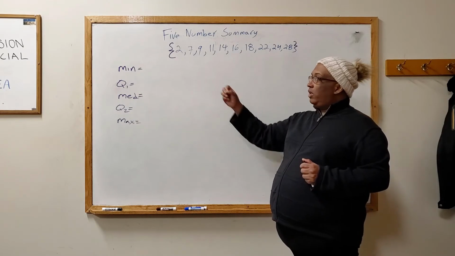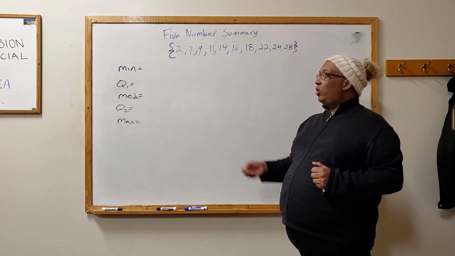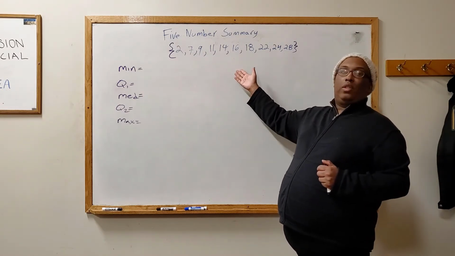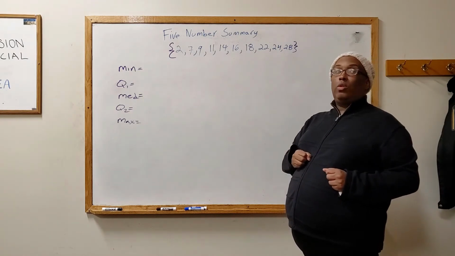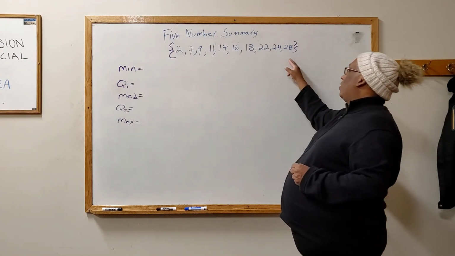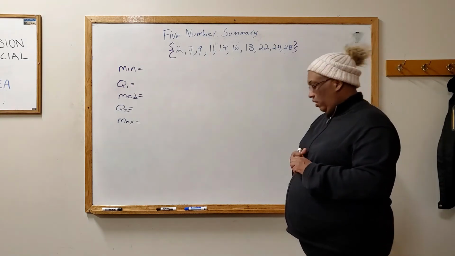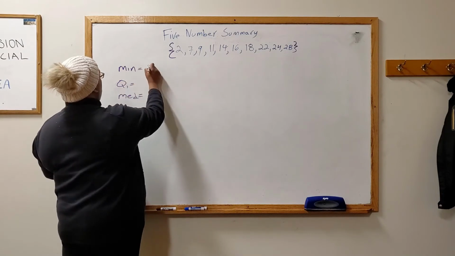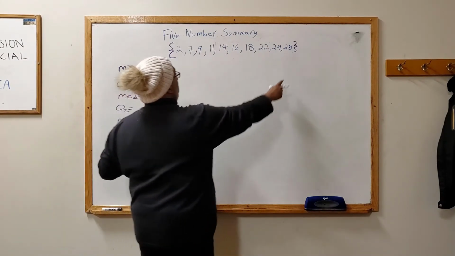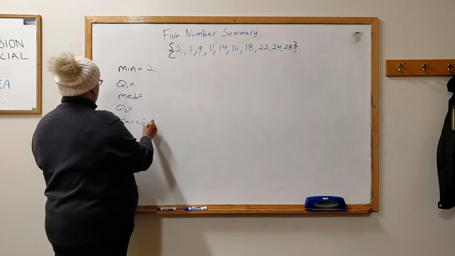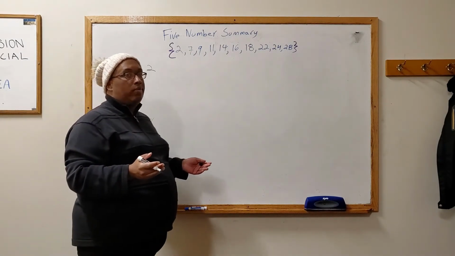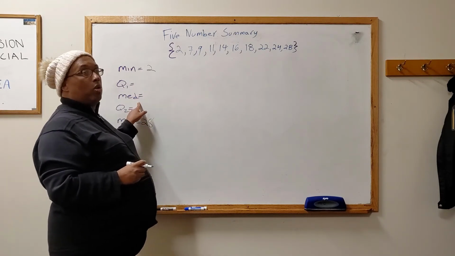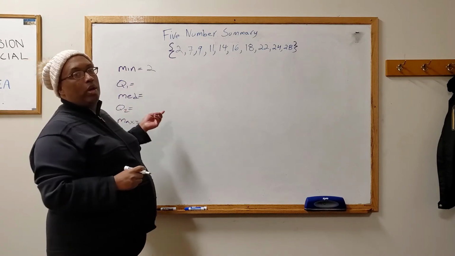So we have the 5-number summary. We want to find the min, Q1, the median, Q2, and the max. The min and the max, they just read off from the board once you know you have your numbers in numerical order. So we have it in numerical order. That means the minimum is going to be 2, and the maximum is going to be 28. Easy to read. Now we need to find Q2, which is also called the median, before we find Q1.